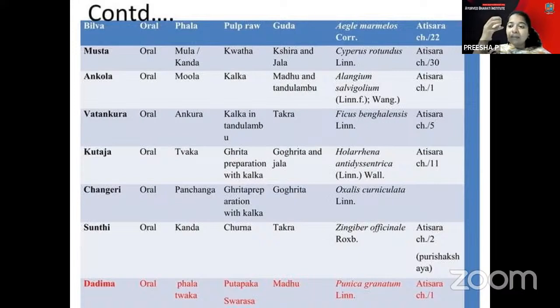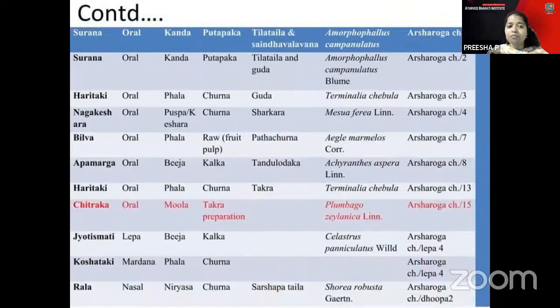Most of the time the outer part of the Dadima is washed well, boiled with water, and that water is given as a drink. It has an effect on the Adhisara part, because that Falatwak reduces Adhisara conditions, as it is a little bit of Piktarasa Yukta Dravya, and the Amapachana effect is also there. Then Chitraka for the Arsharoga, you can correlate there.